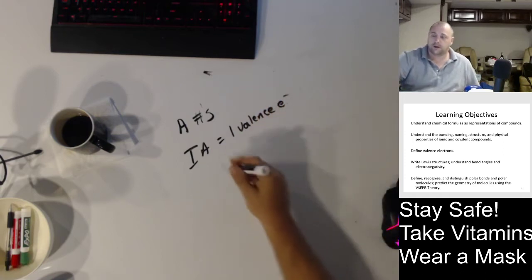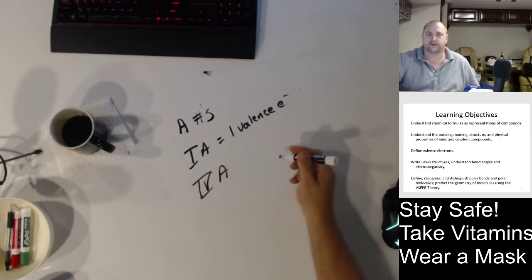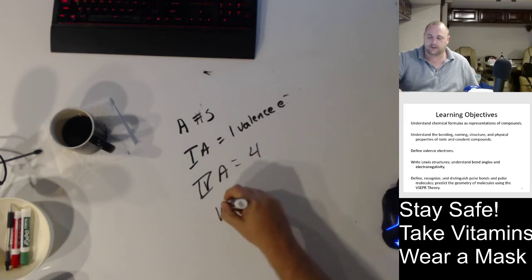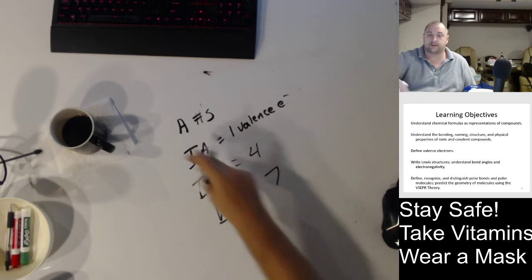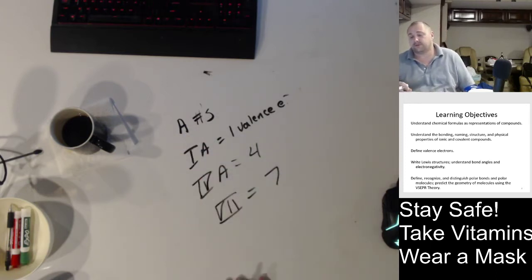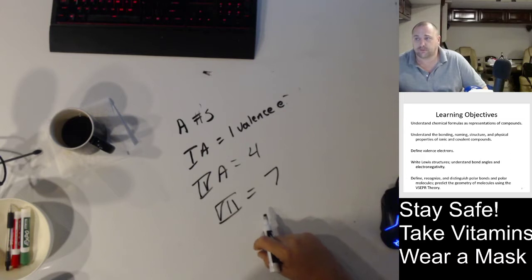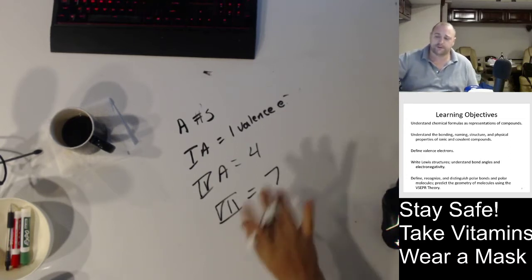Valence electrons: if it's in group 4A, it's going to have 4 valence electrons. All right, and so then 7A would have 7. Now, this only works on the representative elements. It does not work at all on the transition elements or the inner transition elements. It only works on the representative elements. All right.